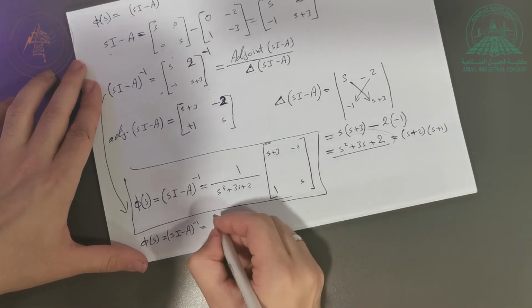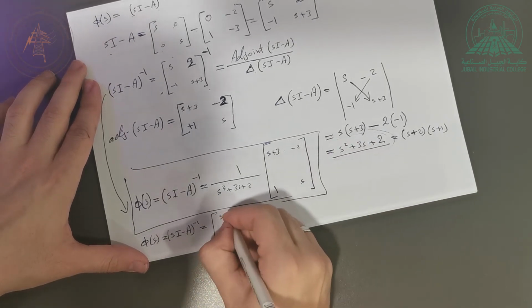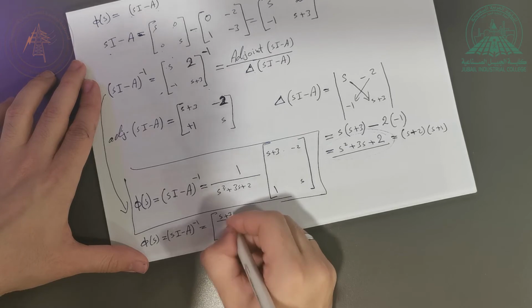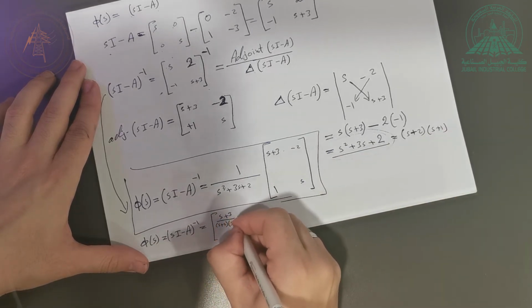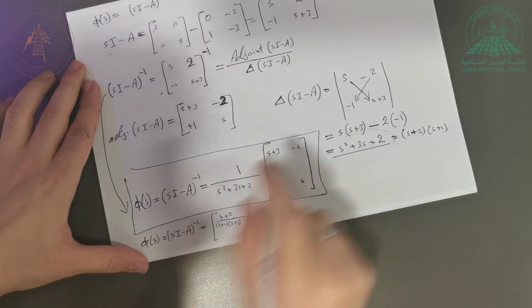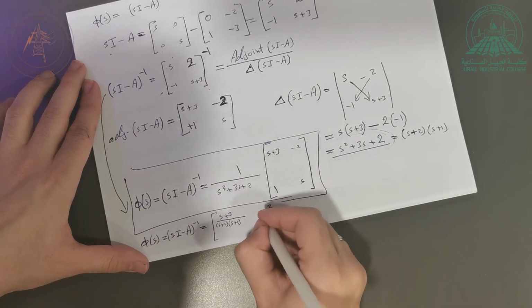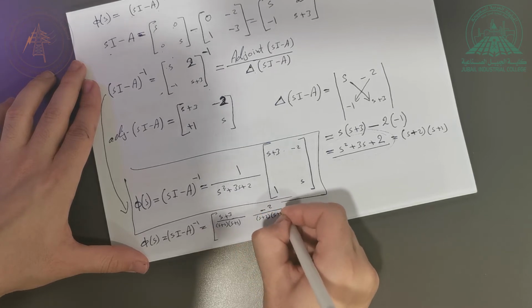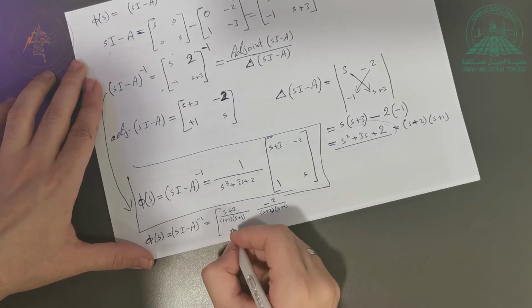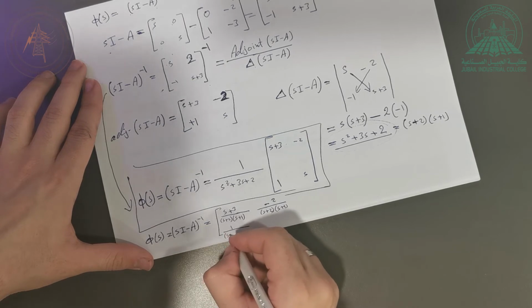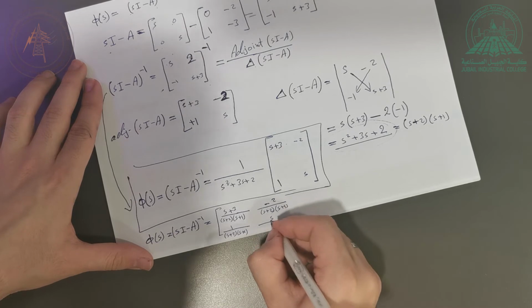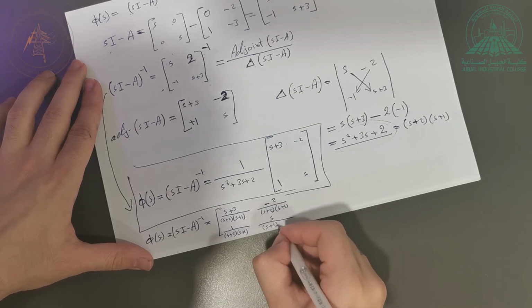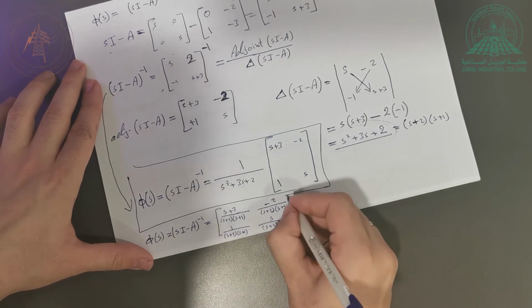So what do I get? I get S plus 3 divided by S plus 2 S plus 1. Here minus 2 divided by S plus 2 S plus 1. Here I have 1 over S plus 2 S plus 1. And here I have S over S plus 2 S plus 1.